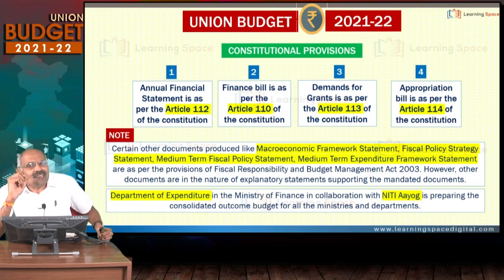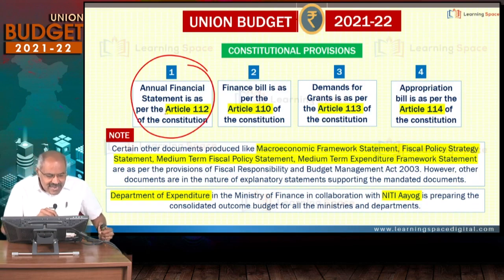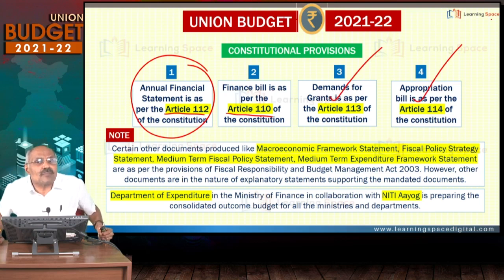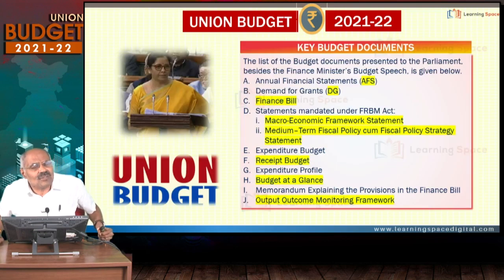Friends, all these things are just basics. I need not explain much. Annual financial statement: this is as per Article 112 of the Constitution. Annual financial statement is nothing but what we call the budget. Finance bill: this is as per Article 110. Demands for grants. Appropriation bill. So these are primary areas where the Constitution comes into the picture as far as the Union budget is concerned. Not only that, there is the FRBM Act of 2003. It demands certain documents to be placed. So friends, overall the Constitution and the FRBM Act, based on these two, most of the documents are tabled in Parliament as far as the Union budget is concerned.